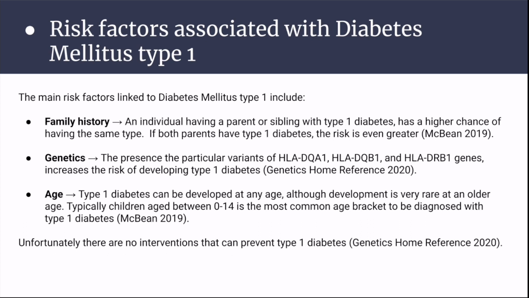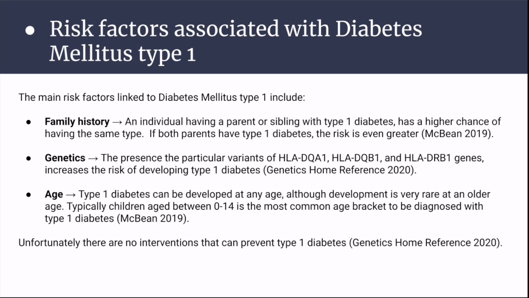Another factor is age. So type 1 diabetes can be developed at any age, although development is very rare at an older age. Typically, children between the age bracket of 0 to 14 are most commonly diagnosed with diabetes type 1. Statistics from the International Diabetes Federation Atlas, their key findings show that 542,000 children have type 1 diabetes globally, and that Europe has the highest number of children living with diabetes type 1.